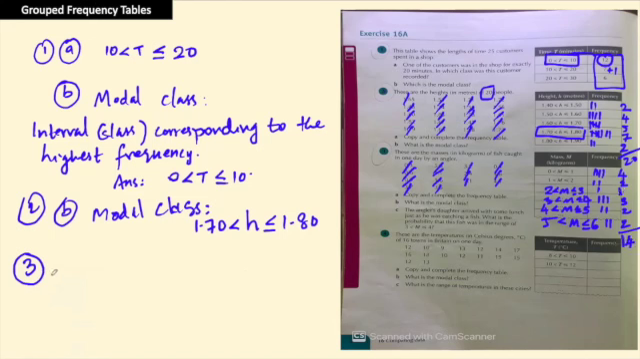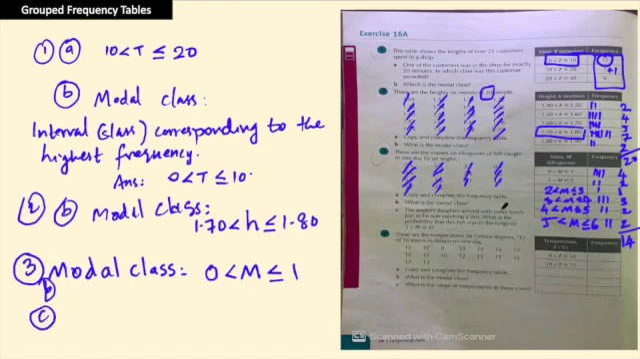What is the modal class? Modal class, the highest frequency is 4, which is from 0 to 1. So 0 less than m less than or equal to 1. You have to be careful here. Don't write the highest frequency as modal class. Modal class means the interval, which is 0 less than m less than or equal to 1. Question B is done. Now question C.